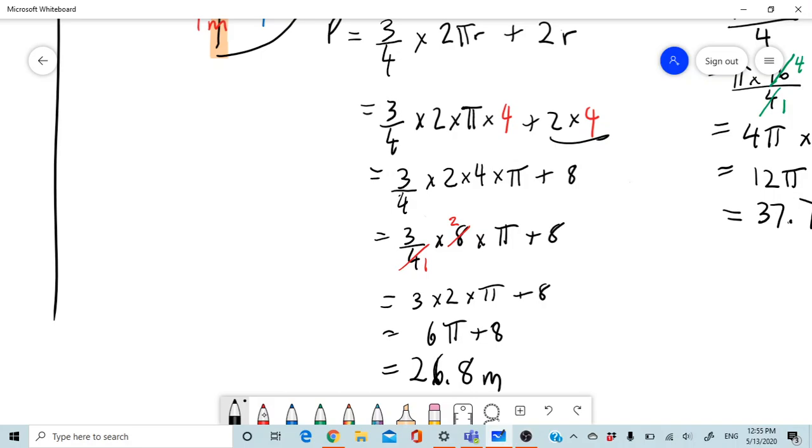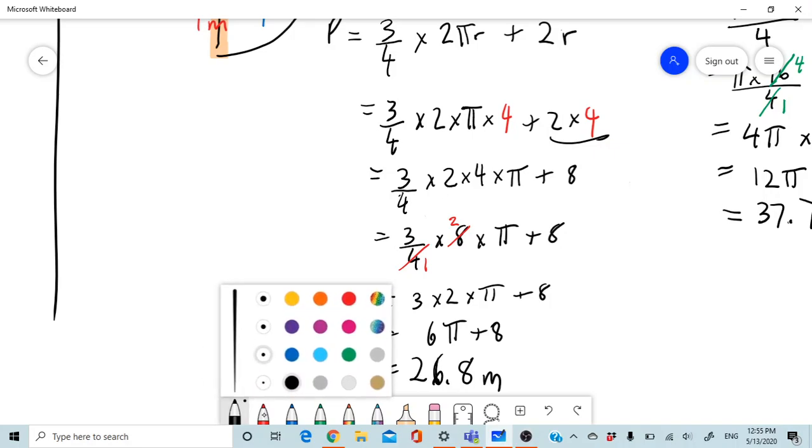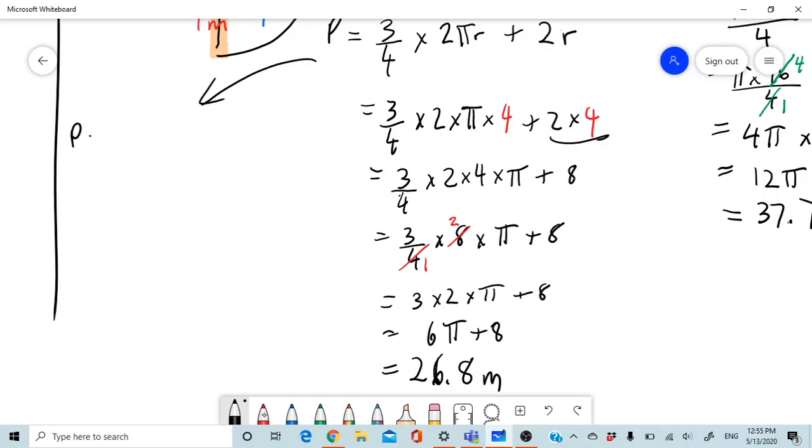Now, if you want to do this just a bit faster, you could just simply type into your calculator. So perhaps let's go here. So if we went the fast way, perimeter equals 3 times, let's go, type into calculator 3 divided by 4 times by 8 pi, because we know that 2 times 4 is 8, and then add on the 8. And I think it should come up with the same answer.